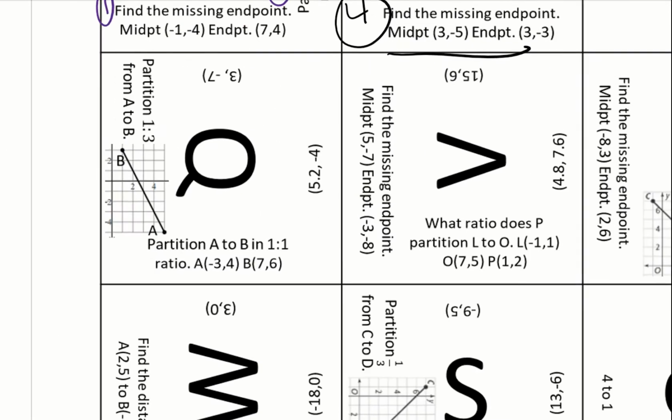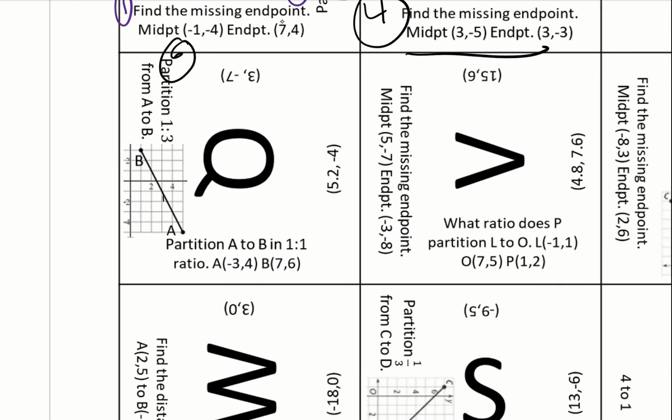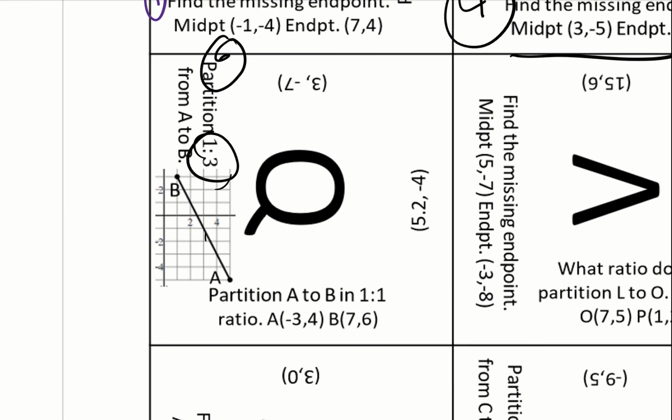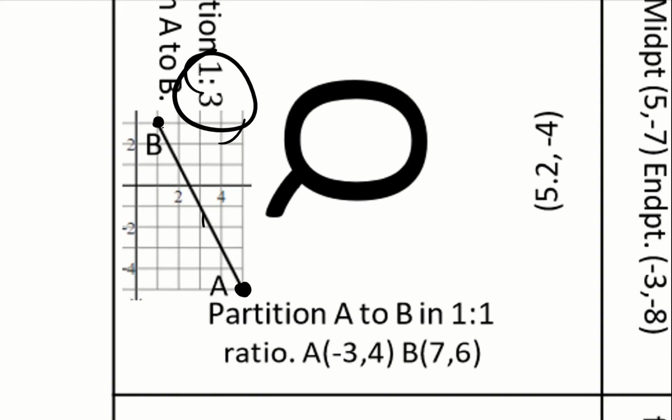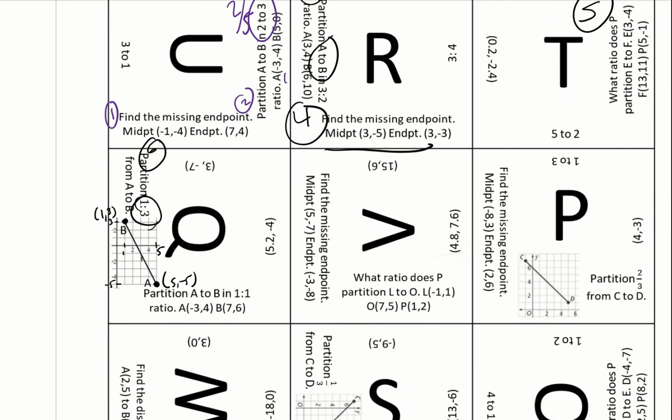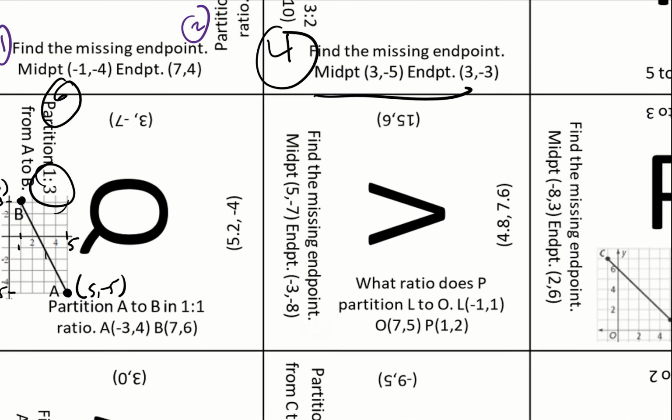Let's do number 6 here. We want to partition this in a 1 to 3 ratio, and we're going to need the coordinates for A and B. Okay, so let's go ahead and find the coordinates for A and B right now. Coordinates for A are 5, -5. Coordinates for B are 1 and 3. Okay, so I'm going to write those coordinates down. Let's see here. A is, okay.